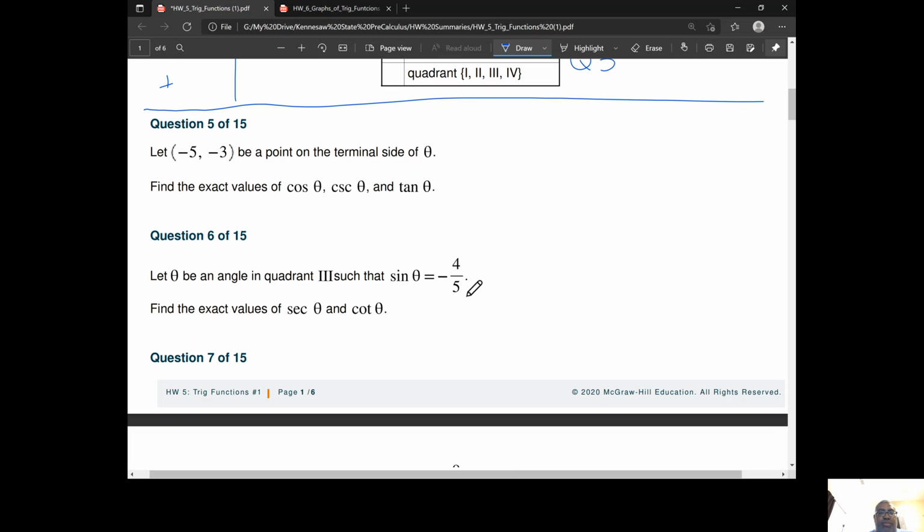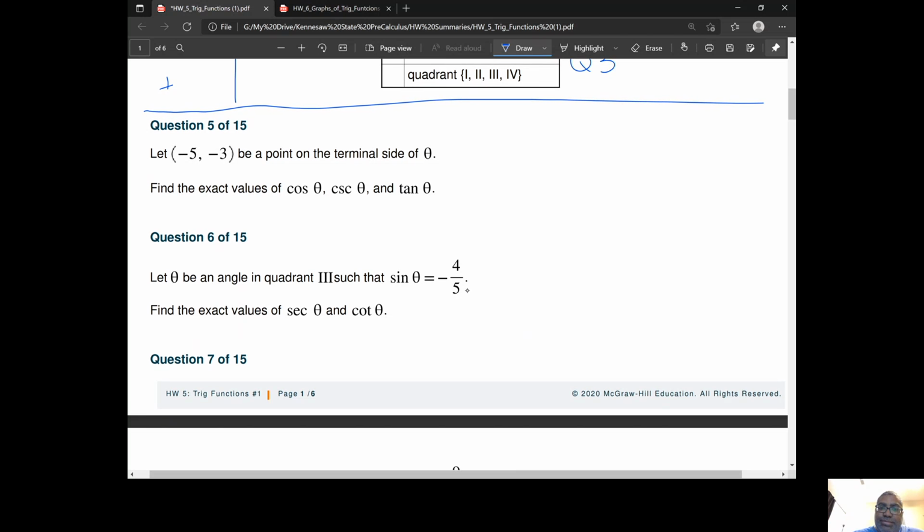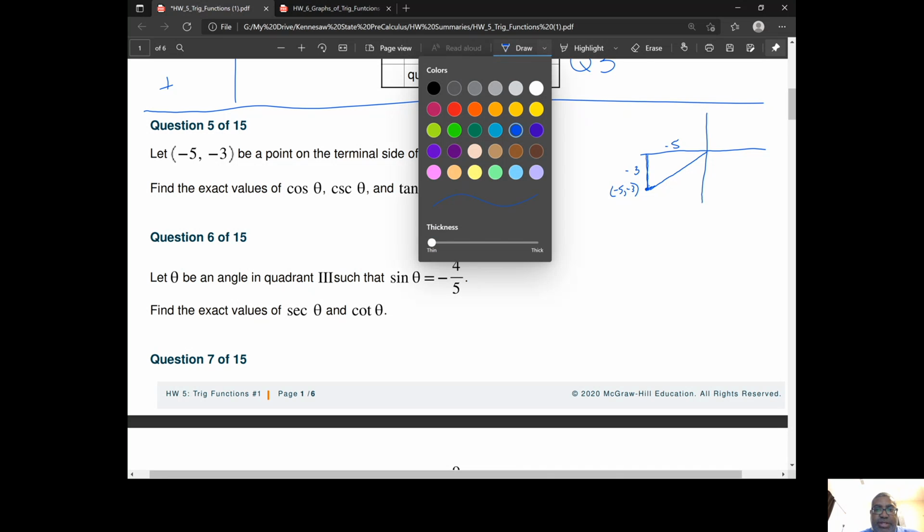All right, so let -5, -3 be a point on the terminal side of theta. Easiest way to do these: drawing a picture is going to be the big deal. Make a triangle of it. This is trigonometry. So in other words, this is -3 and this is -5. The first step is for us to find the hypotenuse. The hypotenuse is always going to be positive.